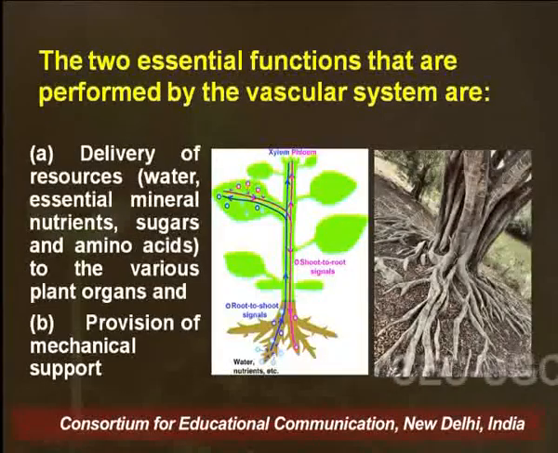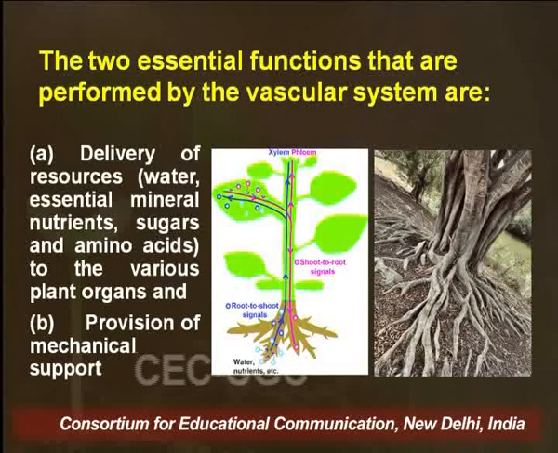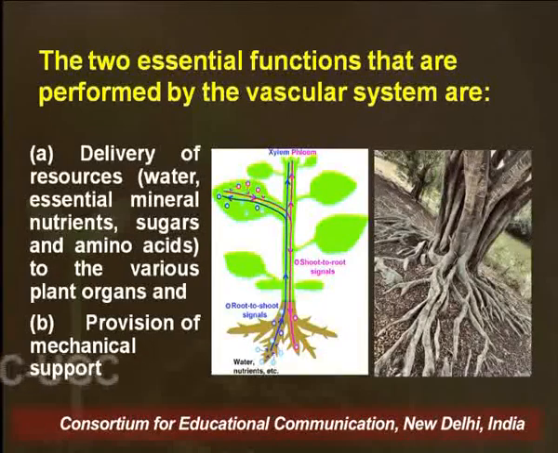The two essential functions that are performed by the vascular system amongst archegoniates are the delivery of resources, that is water, essential minerals, sugars and amino acids to various plant organs, and in addition to the delivery of these resources, they also provide mechanical support.